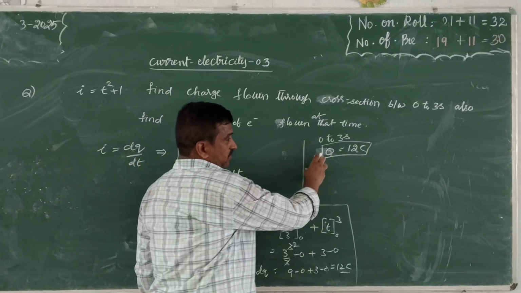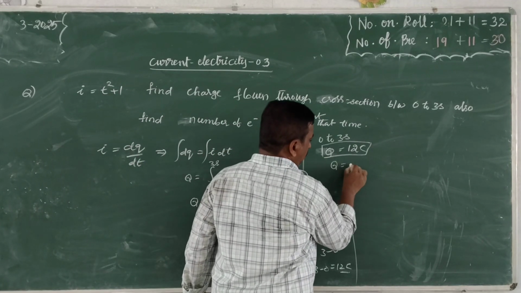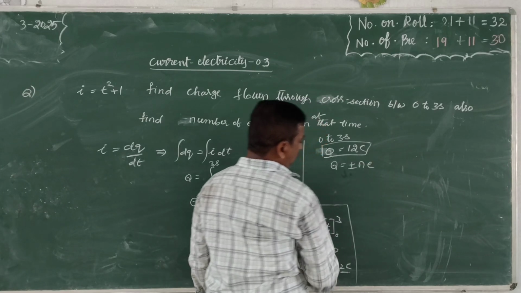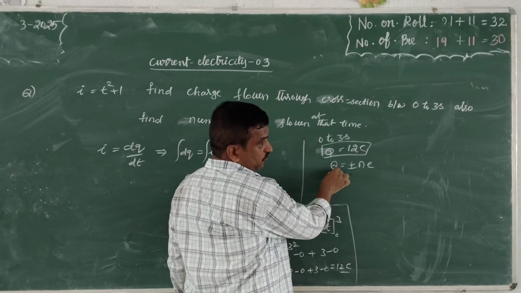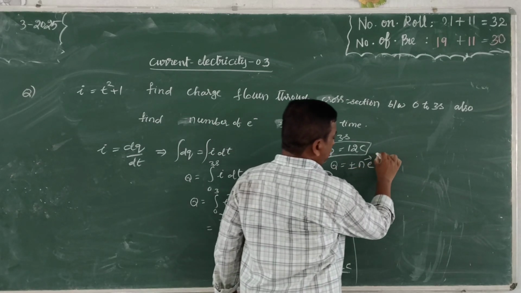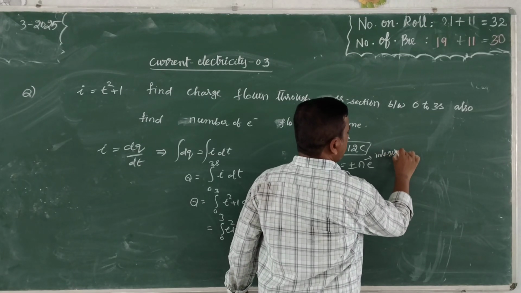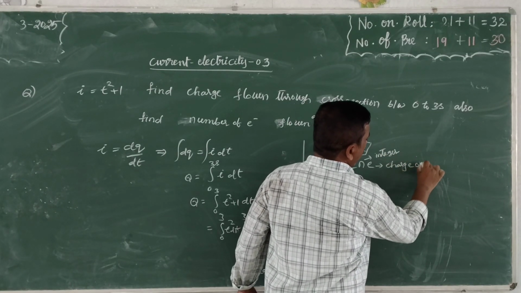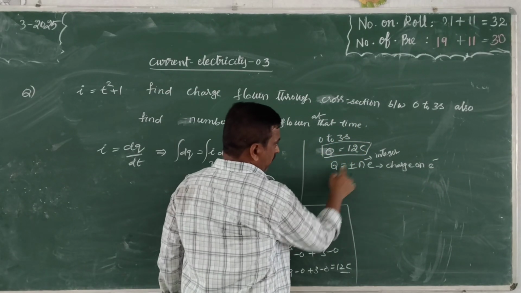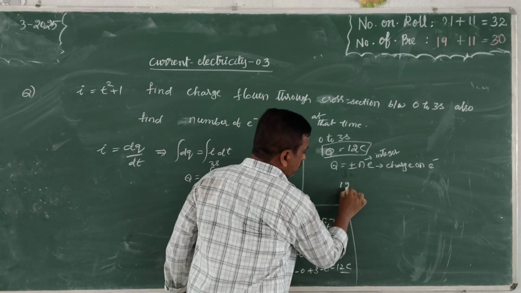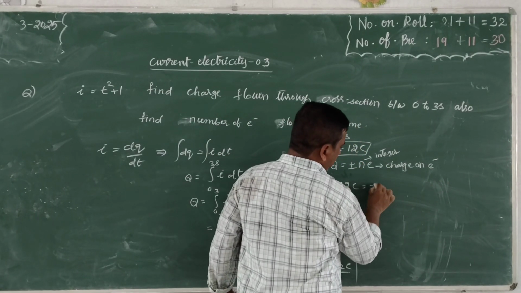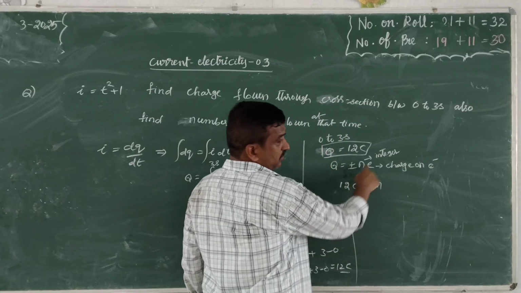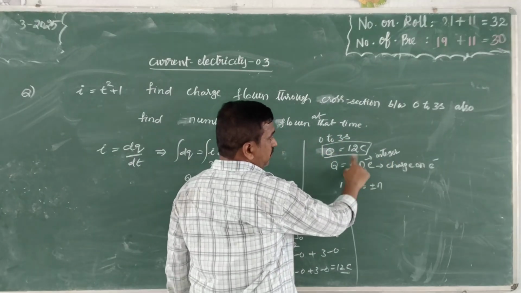What is the formula for charge? Charge equal to plus or minus Ne. Here q means the total charge flown at that time, N means an integer, and e means the charge on the electron. Now here, what is the charge q? 12 coulombs. Plus or minus N means an integer, and e means charge on electron.